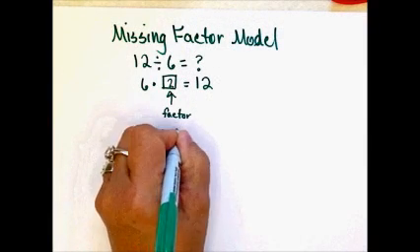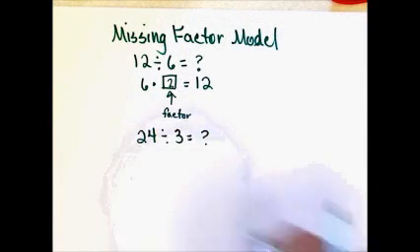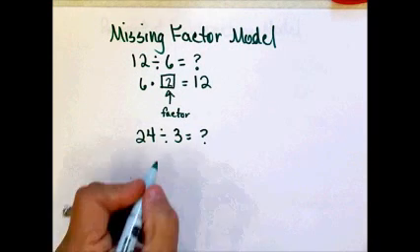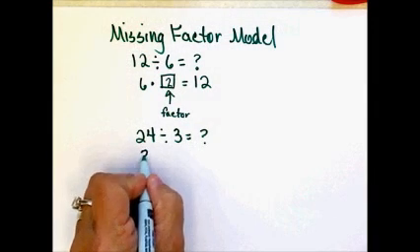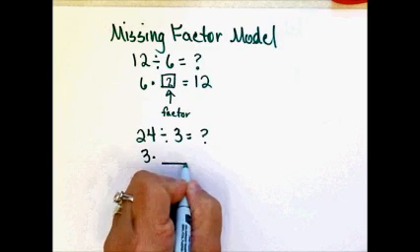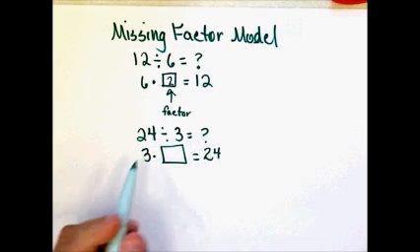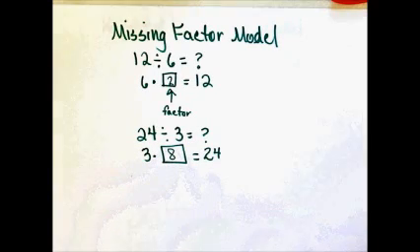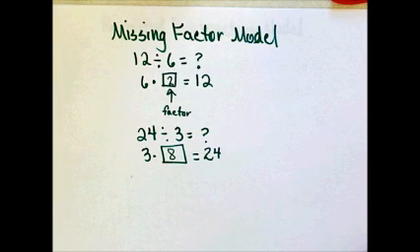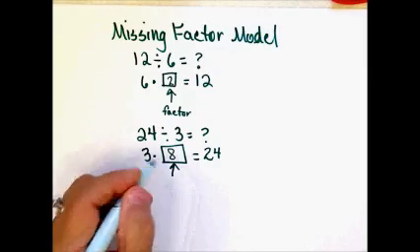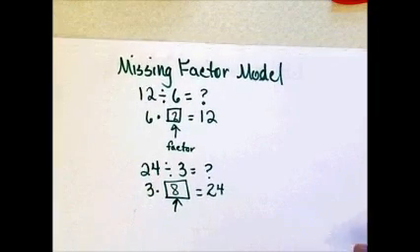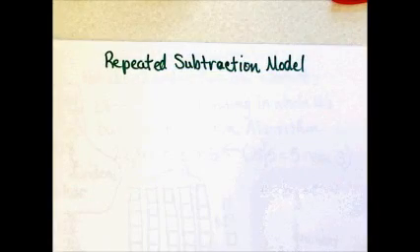24 divided by 3 equals question mark. Alright, so my missing factor would be 3 times something equals 24. So 3 times 8 equals 24. So the missing factor is the 8. Okay?